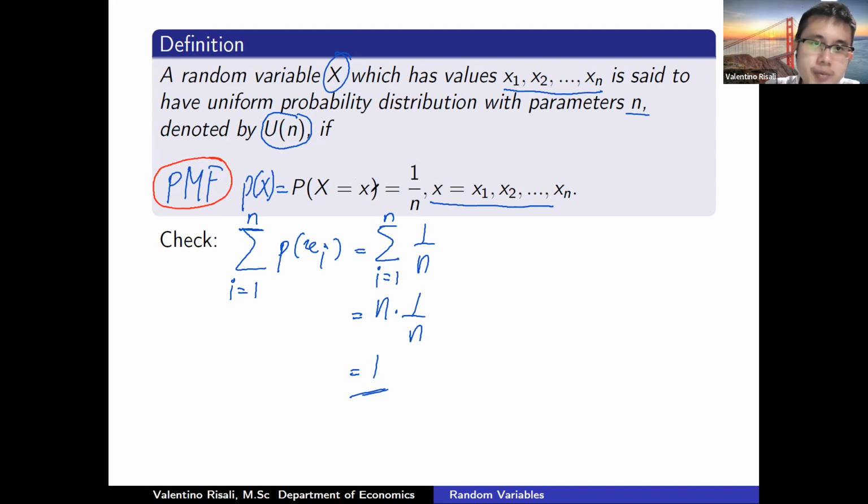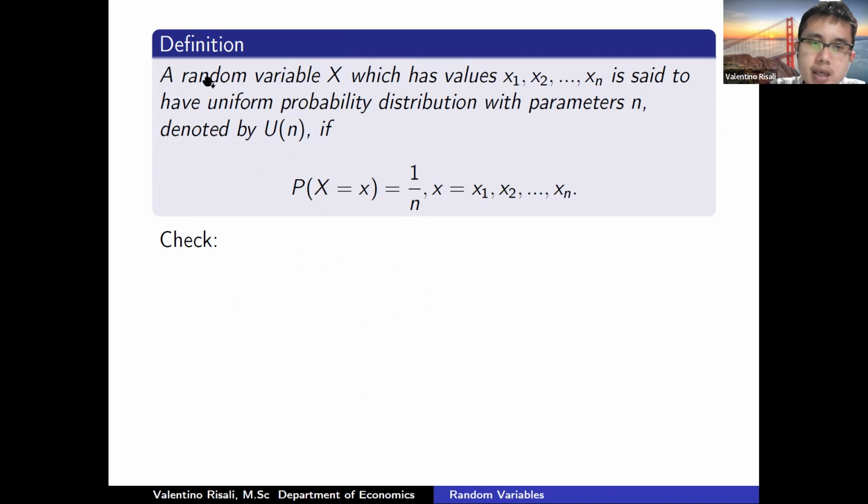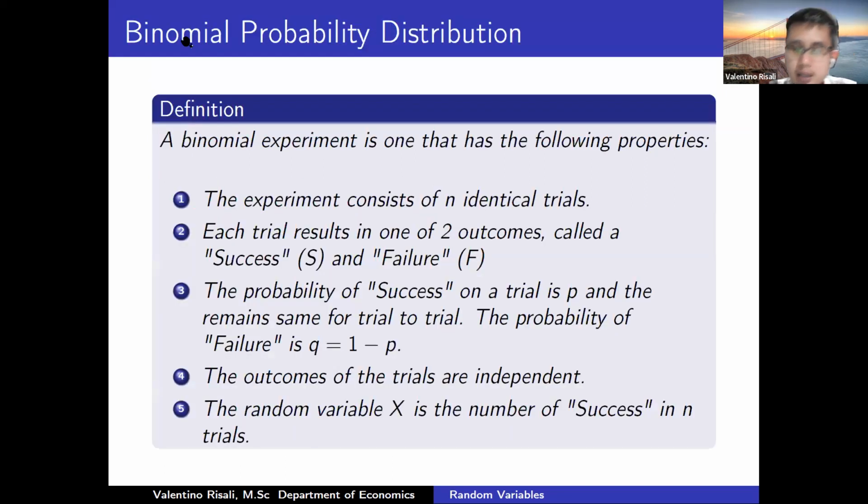This is for the uniform random variable which has a PMF formula like this. And then for the second distribution, that is the binomial, we start with the definition of a binomial experiment. That is an experiment which follows these properties. Number one, the experiment consists of n trials, and they are identical.